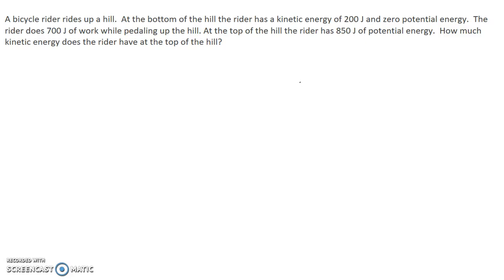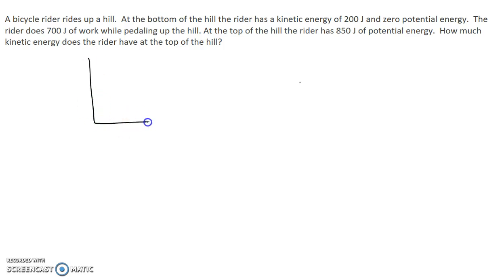A bicycle rider rides up a hill. At the bottom of the hill, the rider has a kinetic energy of 200 joules and 0 potential energy. The rider does 700 joules of work while pedaling up the hill. At the top of the hill, the rider has 850 joules of potential energy. How much kinetic energy does the rider have at the top of the hill?